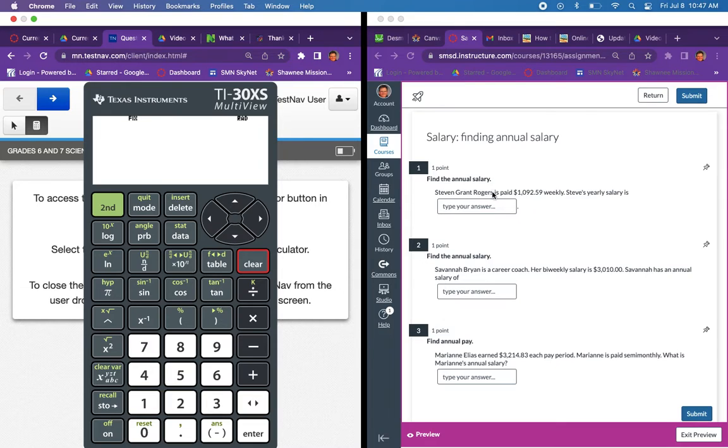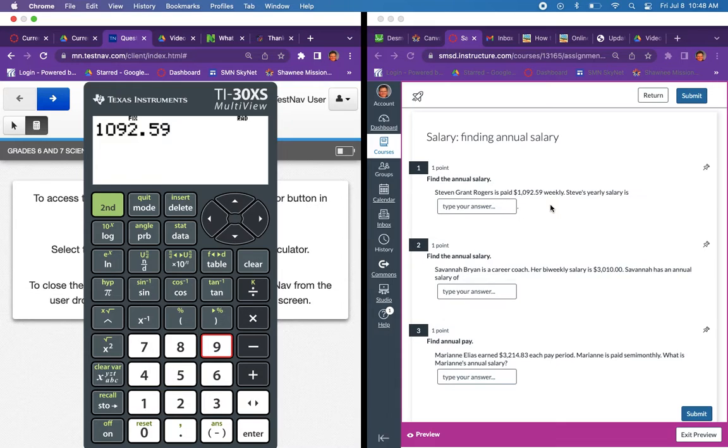Stephen Grant Rogers is paid $1,092.59 weekly. Steve's annual salary is... Okay, so here's the deal. This is what he earns: $1,092.59 every week that he is paid. Back in the early 2000s, Stephen got a paycheck every Friday afternoon, and the paycheck would show that he earned $1,092.59. Now that we're in 2022, this is going to be directly deposited.